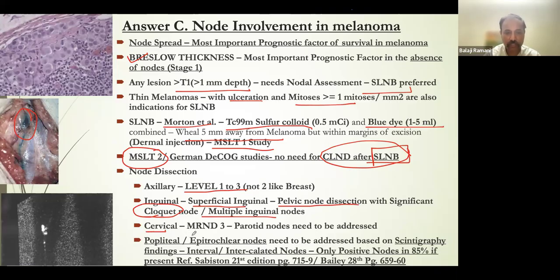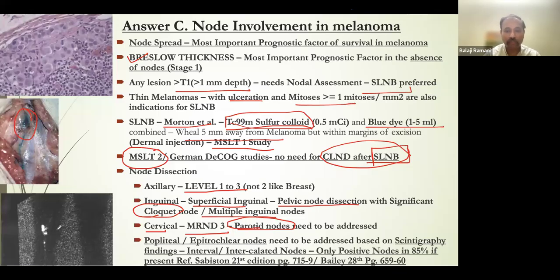In cervical lymph node dissection, at least an MRND type 3 needs to be done, and you have to address the parotid nodes as well. Additionally, you have to take out the parotid nodes here to make sure that all the nodes are cleared. And remember, whenever you're doing an SLNB in a melanoma, the main technique that will be followed is the technetium sulfur technique, and you have to do a preoperative lymphoscintigraphy.